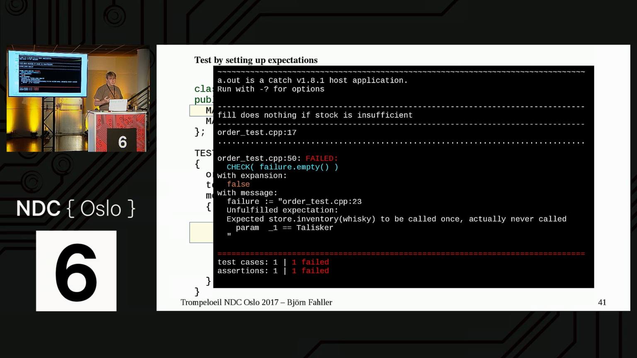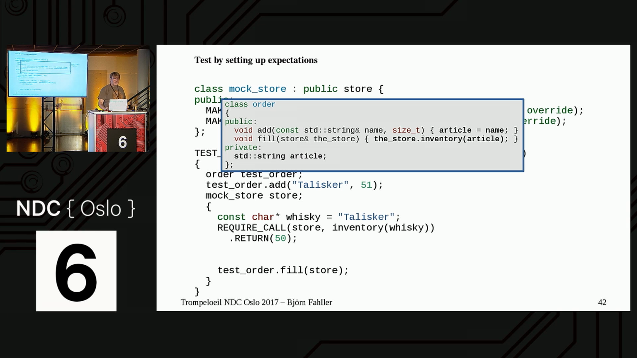and it fails at runtime, obviously, with the message expected store.inventory whiskey to be called once, actually never called, which makes sense because the implementation of order was just nonsense. So let's improve the order class such that it remembers the article, and when we call fill, it actually calls inventory, and that works.